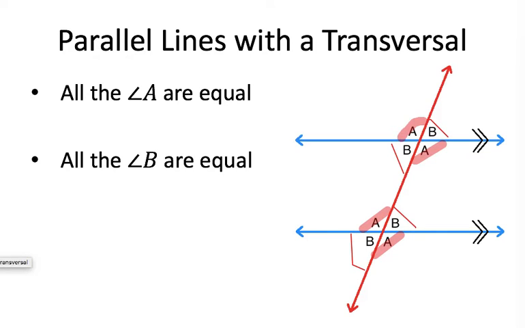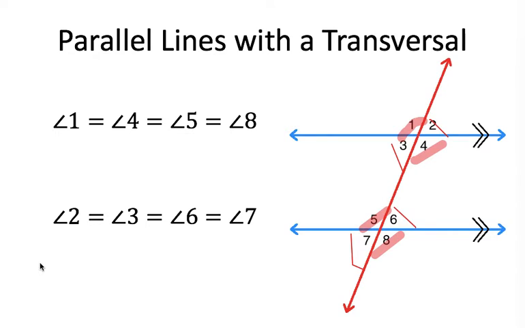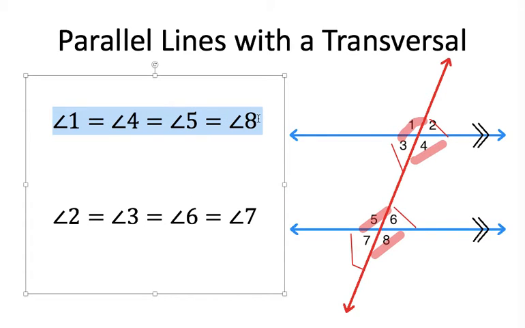Instead of just calling them A, B, A, B, A, B, A, B, let's put numbers to them. So I've just switched the numbering to 1, 2, 3, 4, 5, 6, 7, 8, going from left to right, top to bottom. And once again, all the ones in the thicker red are all equal to each other. So angle 1, angle 4, angle 5, and angle 8 are equal. And the ones with these smaller lines are also equal to each other. So angle 2 is equal to angle 3, which is equal to angle 6, which is equal to angle 7.